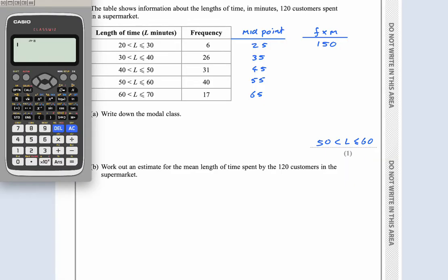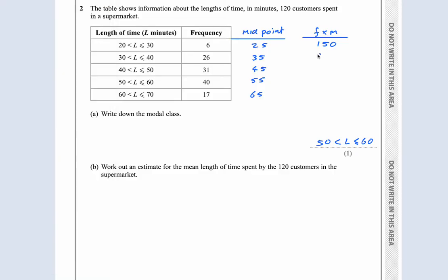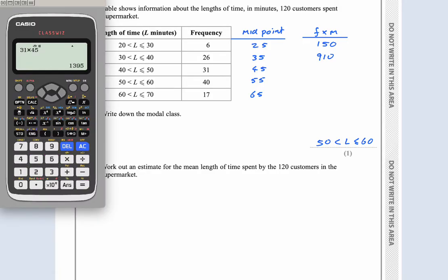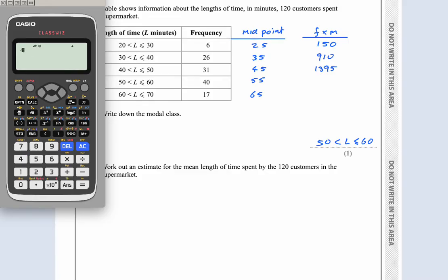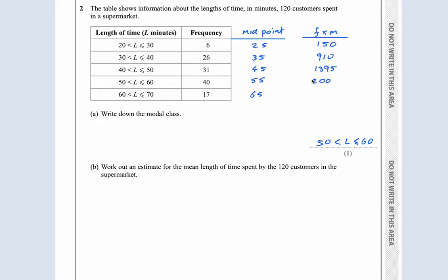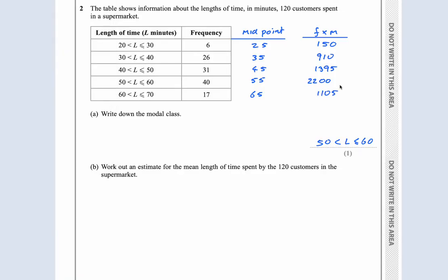Okay, this I need my calculator for. 26 times 35 is 910. 31 times 45, 1395. 55 times 40, or 40 times 55, is 2,200. And 65 times 17 is 1105.